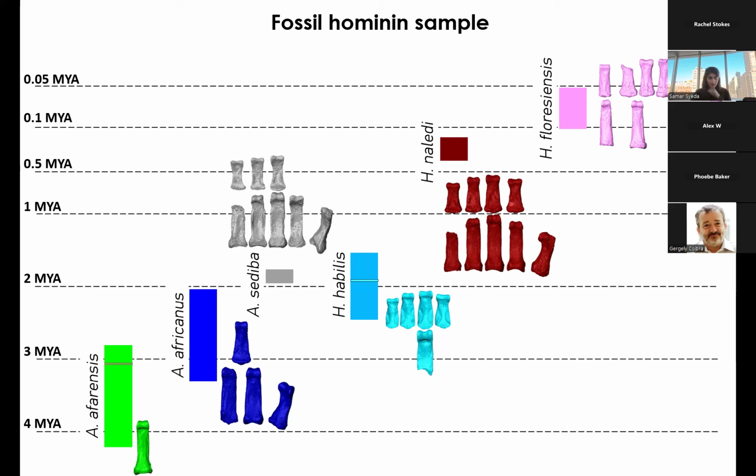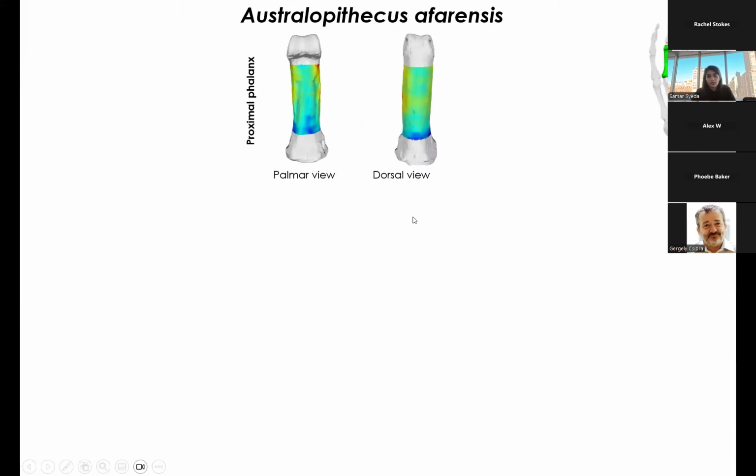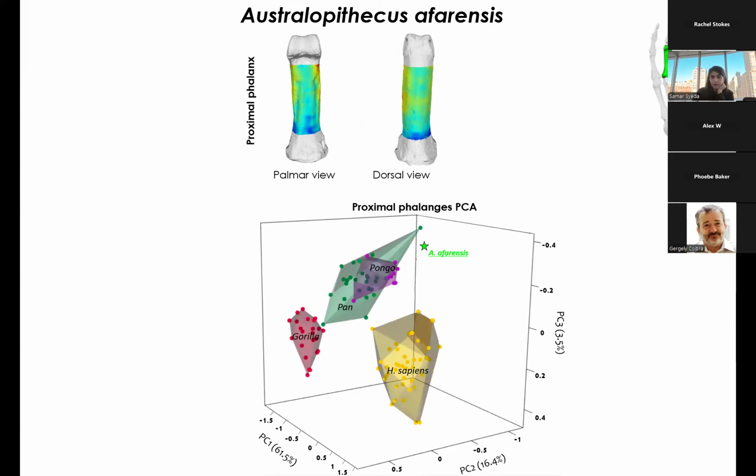Right, so let's get started with the earliest fossil that we have, the single phalanx of afarensis. So here you can see, even though it's not as strong, one second, I have the window. Yeah, so the cortical thickness is thickest on the palmar surface, even though there's just a little bit of it towards the end of the phalanx. The cortex is thickest there, and when we plot that in the PCA, it does come out closer to Pan.